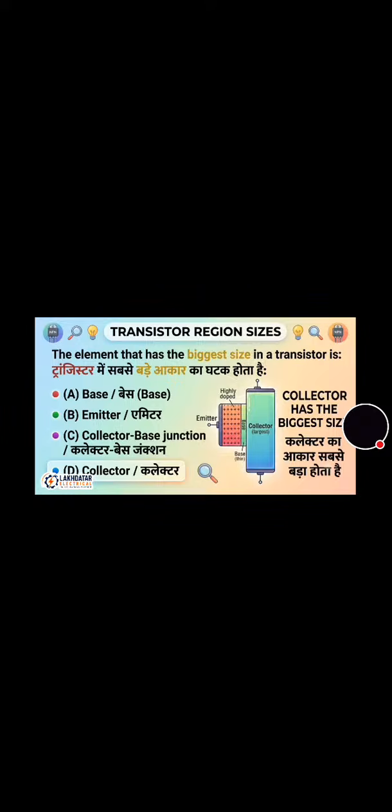Now move towards the next question that is on the screen. The element has the biggest size in a transistor is, that is base, emitter, collector base junction or collector, and its correct answer is option D, that is collector.